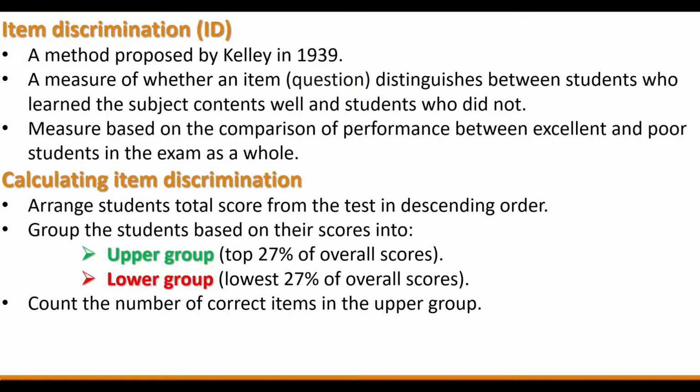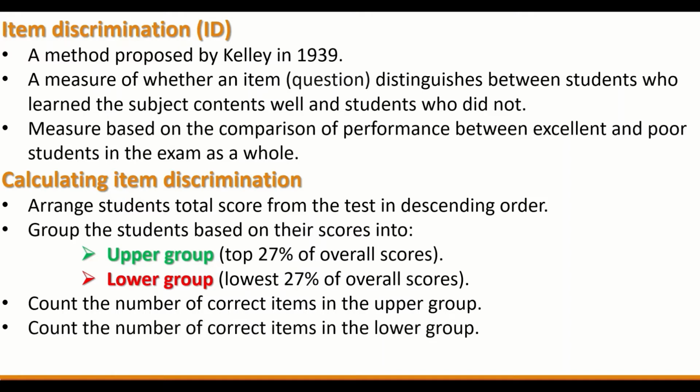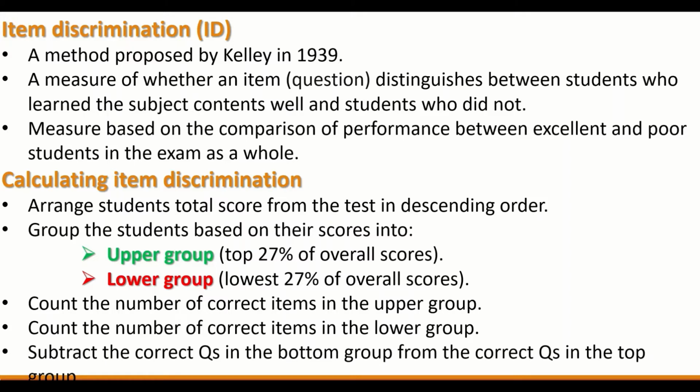Count the number of correct answers to the item in the upper group, and then count the number of correct answers in the lower group. Then subtract the correct answers in the bottom group from the correct answers in the top group.